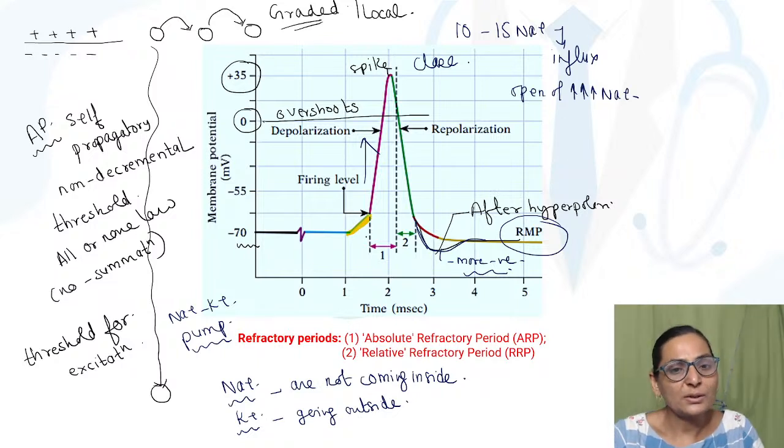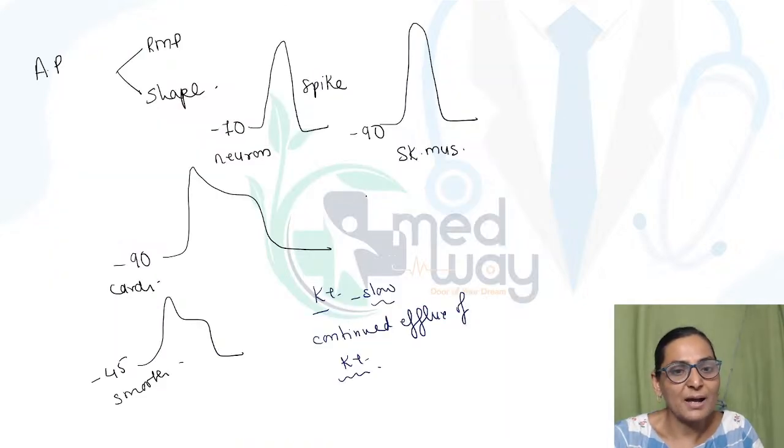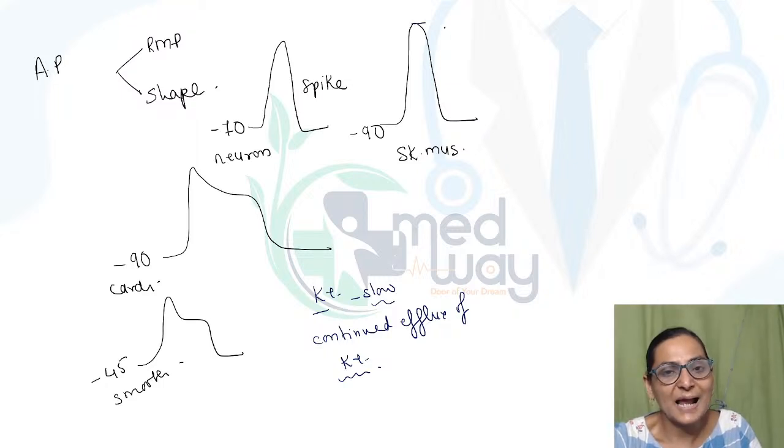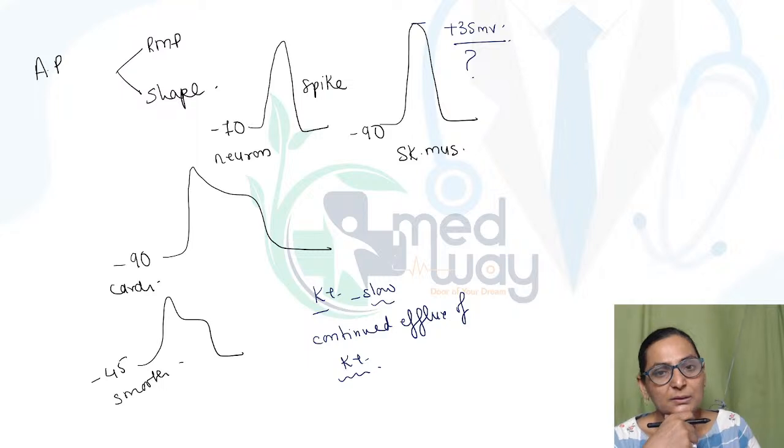Right? So you have got threshold for excitation, opening of the positive channels, that is sodium, which is an example of positive feedback mechanism, upstroke, that is depolarization, spike, repolarization, after hyperpolarization, and RMP. Now my question to you is, suppose you do not allow the sodium channels to close at plus 35 millivolts. What will happen?